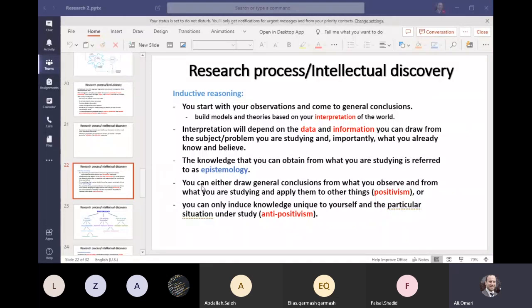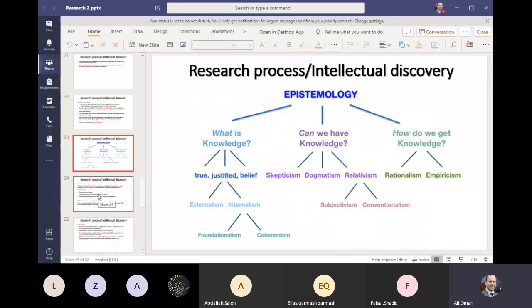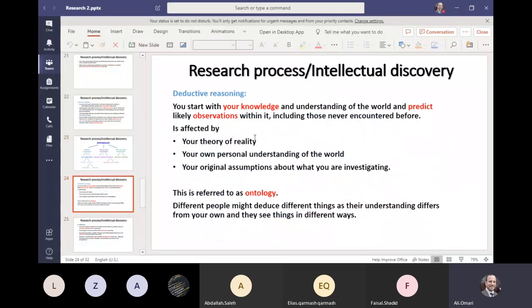And what is deductive? These are all in terms of inductive. Deductive is when you start with your knowledge and understanding of the world by predicting and observing within it. This is also referred to as ontology instead of epistemology in the inductive. Again, not gonna go into deep definition because I just want to mention this. Take a look at the definitions if you are interested, and know what is inductive and deductive, with the term intellectual discovery, as we are still talking about research processes.